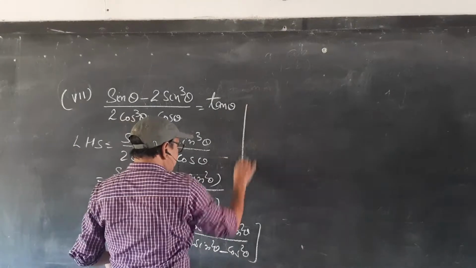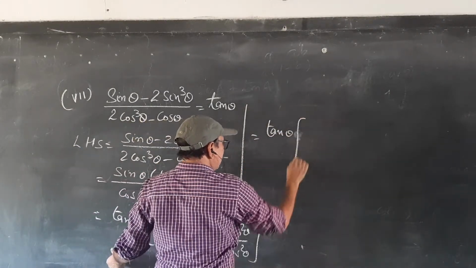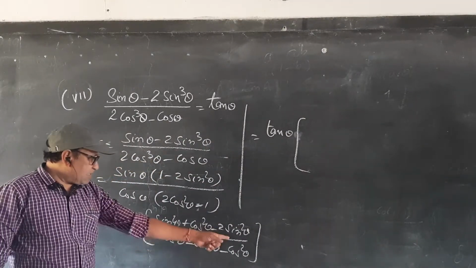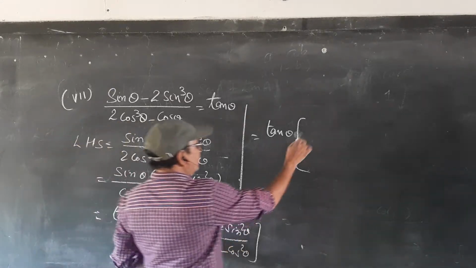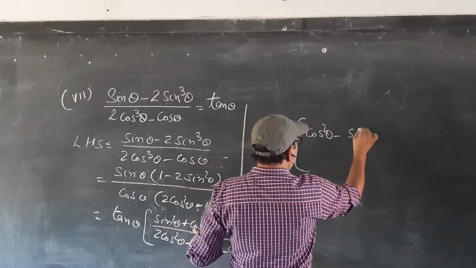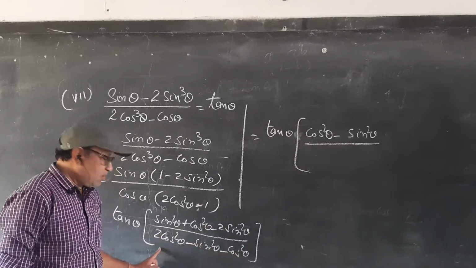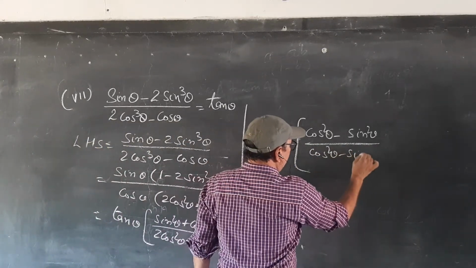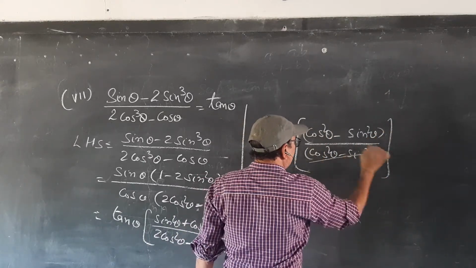Right? So tan theta as it is, then cos square, 2 sin square minus sin square. What is remaining here? Only sin square theta. So we write here cos square theta minus 2 sin square theta, and here also 2 cos square minus cos square. So cos square is here minus sin square theta. Write the bracket and then cancel it.